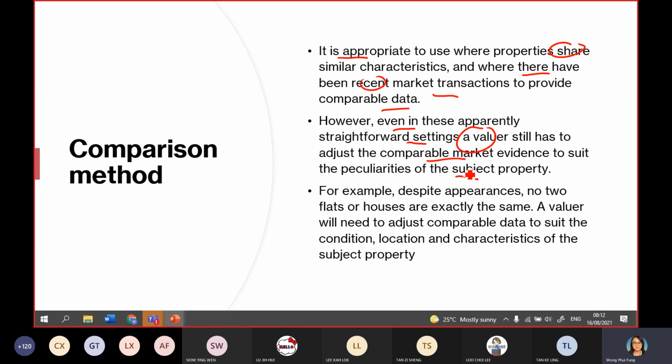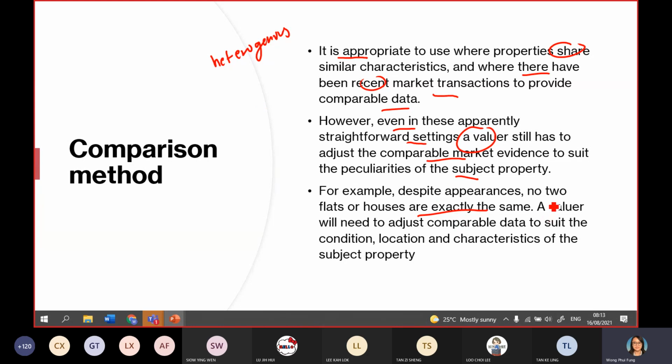So if you remember, I mentioned that property is heterogeneous, which means that no two properties are truly the same. Although they are similar in terms of design and size, they can be different in terms of visibility, accessibility, arrangement. Even the coordinate can be different. Even the number plate can make them different. So that is what we have learned in microeconomics. Property is heterogeneous. There are no two same properties.